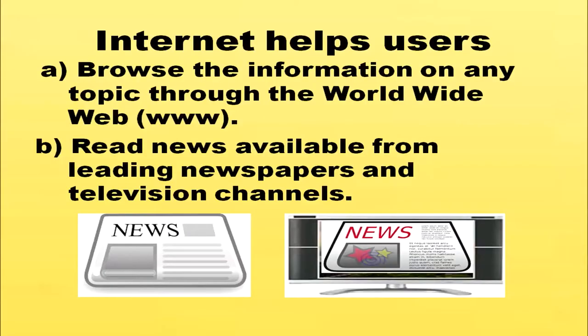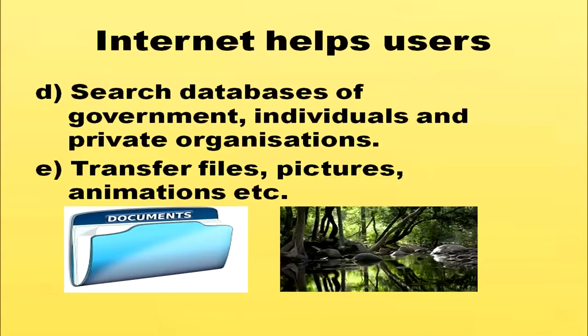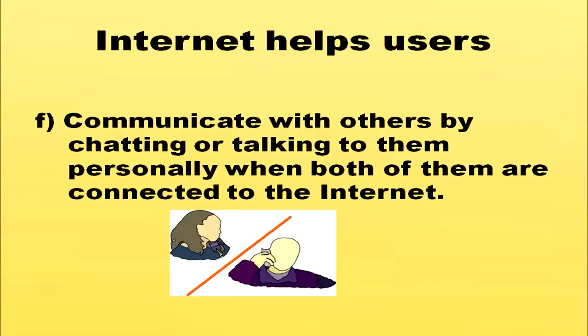Internet helps users to browse the information on any topic through the World Wide Web. Internet helps users to read news that is available from leading newspapers and leading television channels. Internet also helps in searching databases of government, individuals and private organizations. Internet helps to transfer files, pictures, animations, etc. Internet helps users to communicate with each other by chatting or talking to them personally when both of them are connected to the internet. How this came into existence, we should have awareness relating to that also.